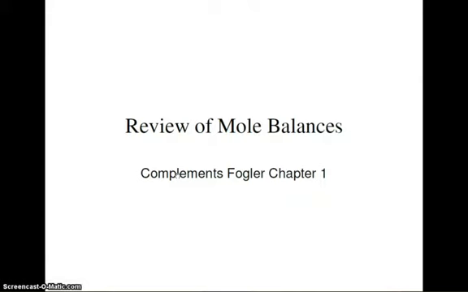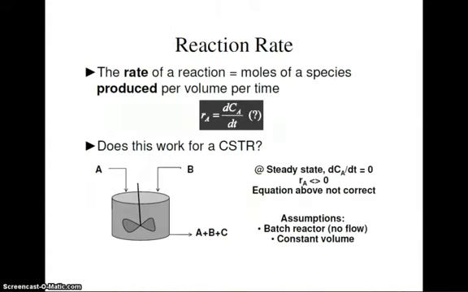This first screencast reviews mole balances, and it's based on the way that the material is presented in Scott Fogler's book, but it's also the same kind of material as in Hill and Root's book on chemical kinetics and reactor design. So the starting point is just to think about reaction rate. The rate, as we've already discussed in our course, is defined as the moles of a species produced per unit of volume per unit of time.